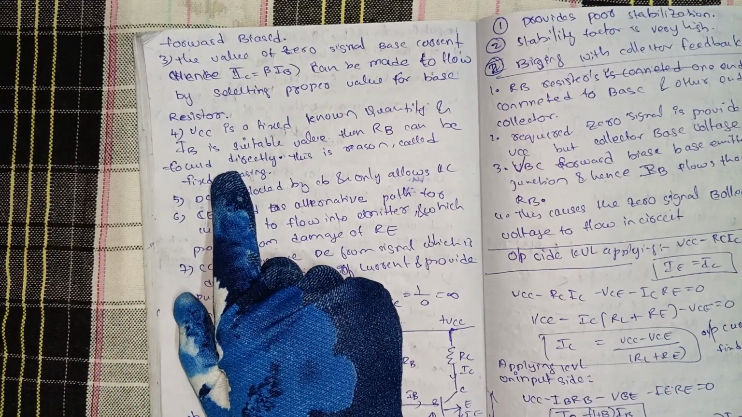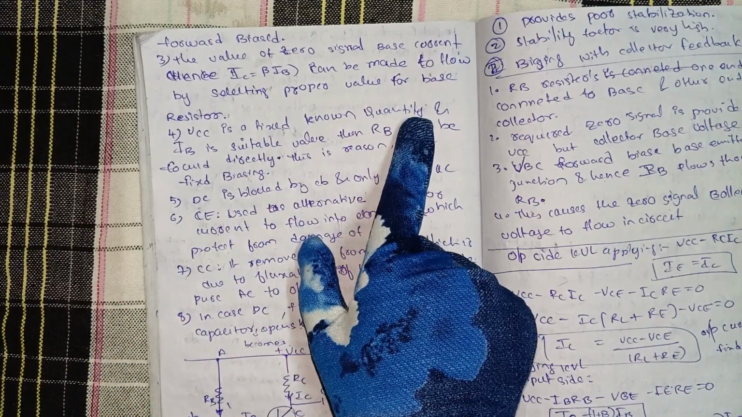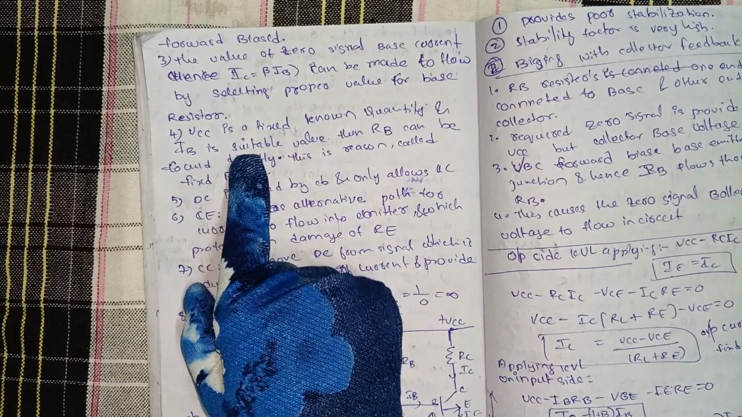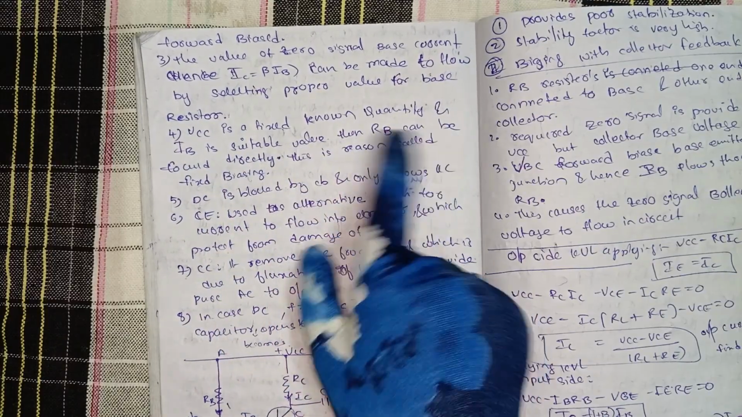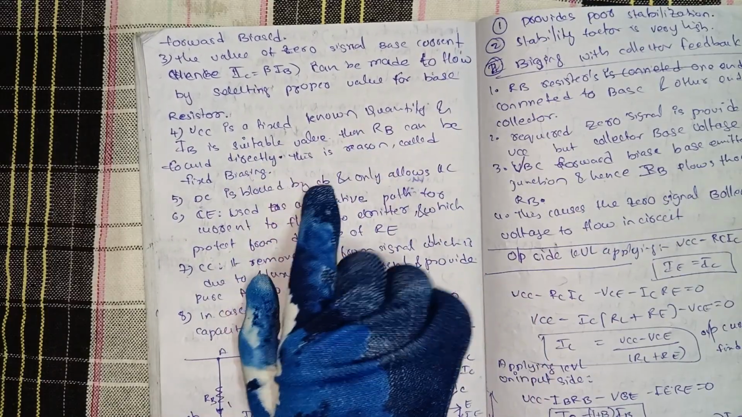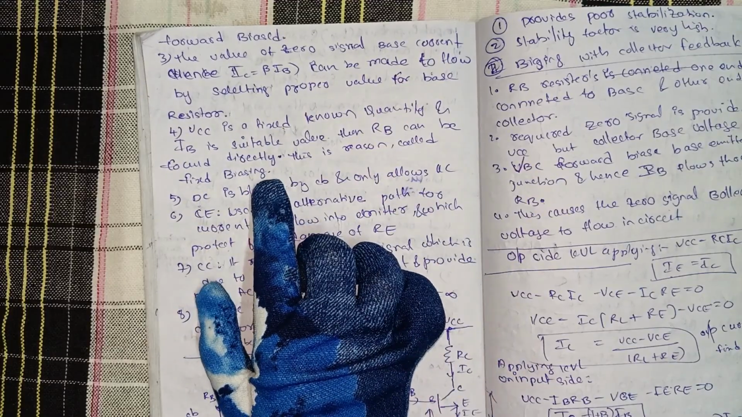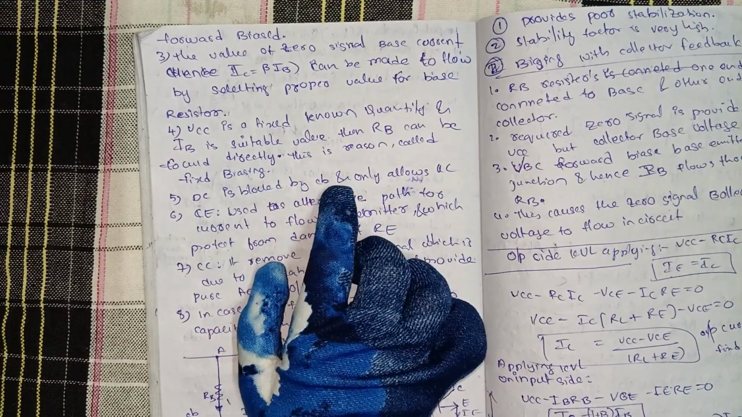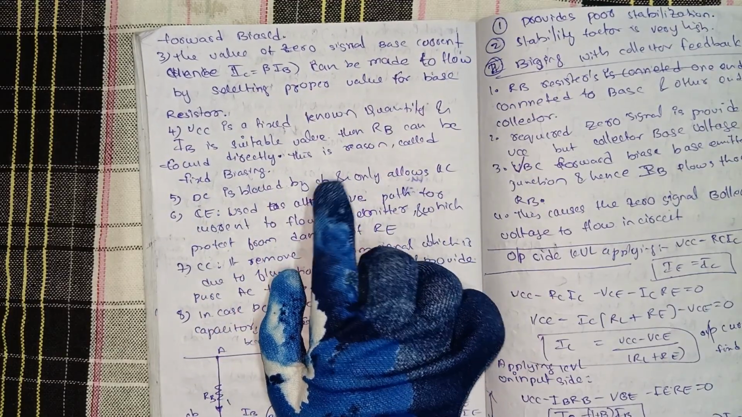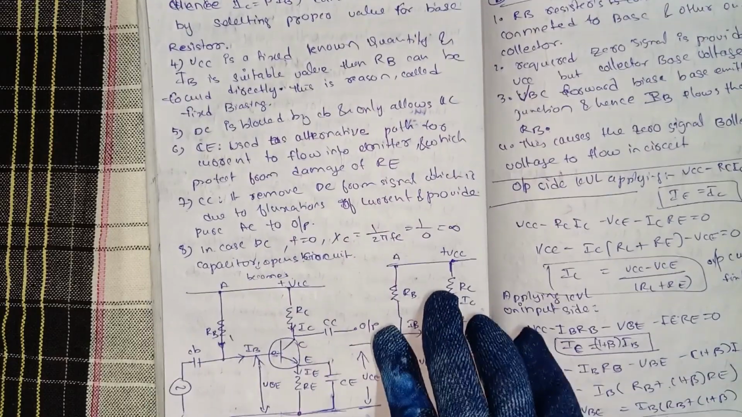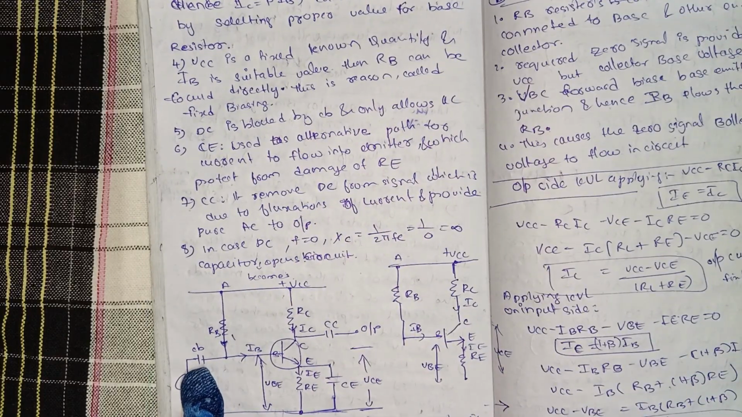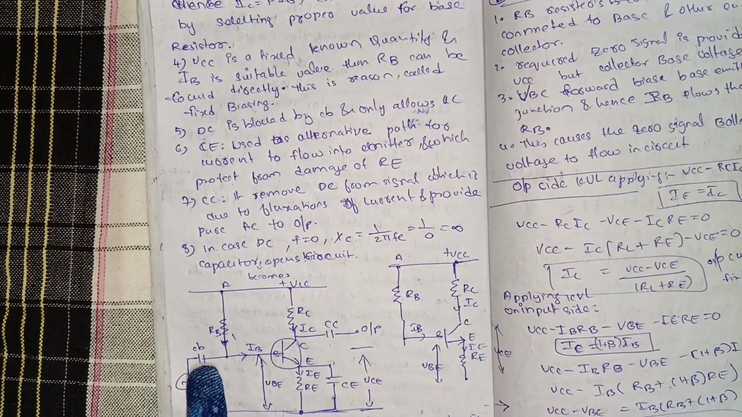Since VCC is a fixed known quantity and IB is a suitable value, RB can be found directly. This is the reason it is called fixed biasing. DC is blocked by the capacitor and only AC is allowed. Here the DC is blocked.